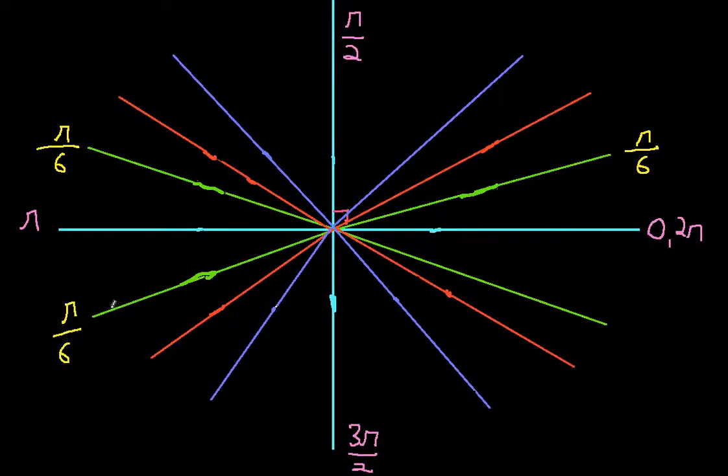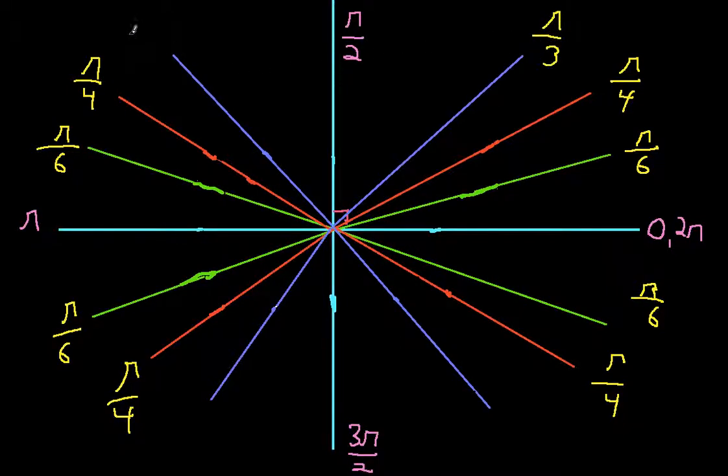All of these ones that are close to the x-axis are going to be something times pi over 6. All of the ones in the middle are going to be over 4. So this is going to be over 4, this is going to be over 4, this is going to be over 4, and this is going to be over 4. And all the ones closest to the y-axis, or furthest from the x-axis, are going to be over 3.